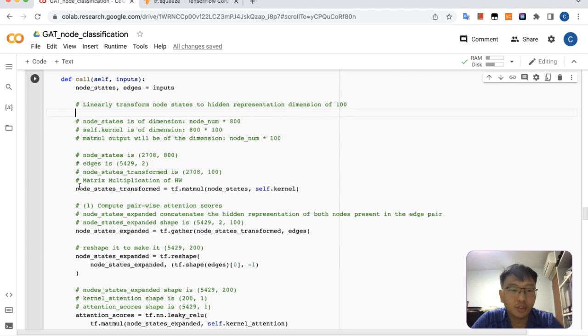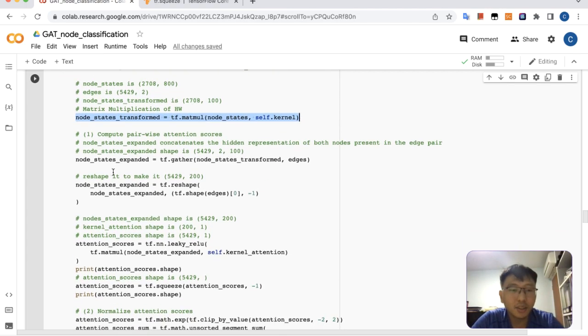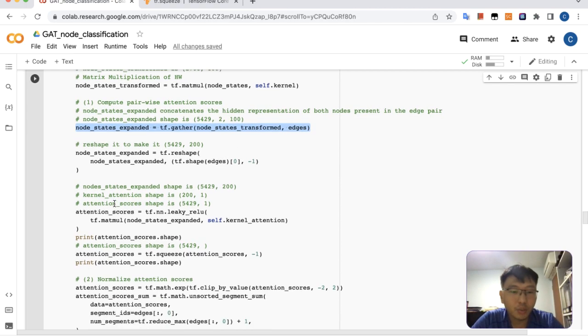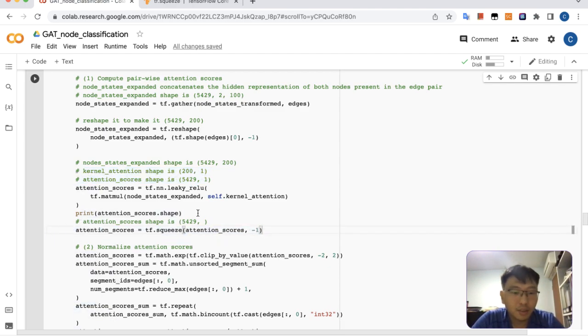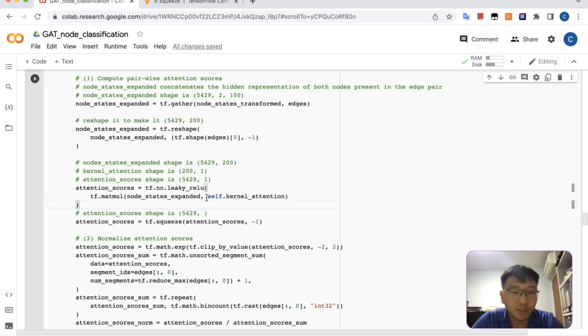So this is the linear transform. Okay, I understand this now. Then we get the concatenation here. We reshape this concatenation, and then we put them together over here with a final attention weight. And this attention weight is based on this kernel attention, which is learnable by backpropagation. So yeah, looks okay.